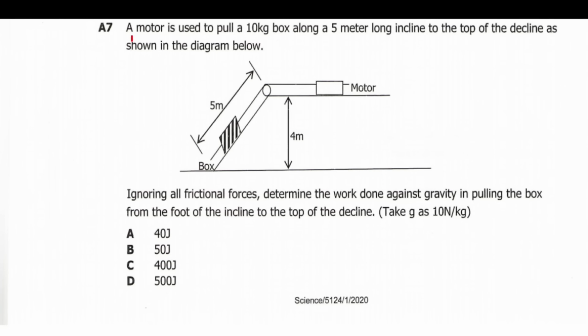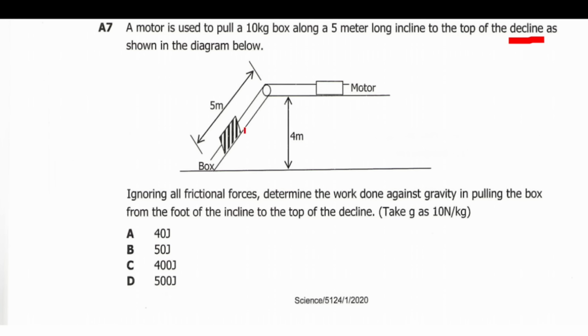So question 7 reads, a motor is used to pull a 10-kilogram box along a 5-meter long incline to the top of the incline, not decline, incline, as shown in the diagram below.